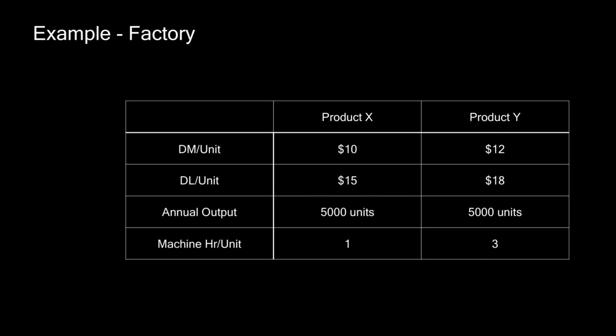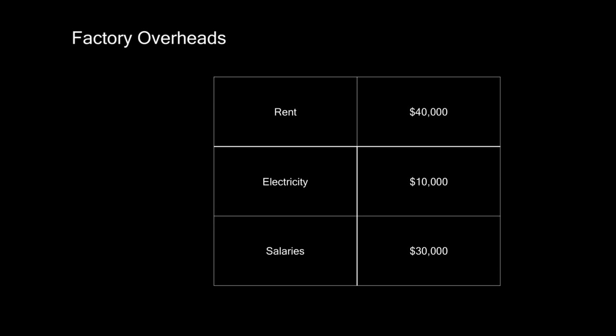Now, what does that tell you? That tells you that Y would need more machine hours, because for 5,000 units, Y would need in total 15,000 machine hours, whereas X would need 5,000 machine hours. All right, now we'll come back to this, but let's first take a look at the overheads. Now, this factory has the following overheads. We have rent for the year, that's $40,000, electricity bill for the year, $10,000, and salaries in total, $30,000. So we can say that annually the overheads for this factory is $80,000. Now, the question again comes over here. How do you trace these $80,000 on a per unit basis?